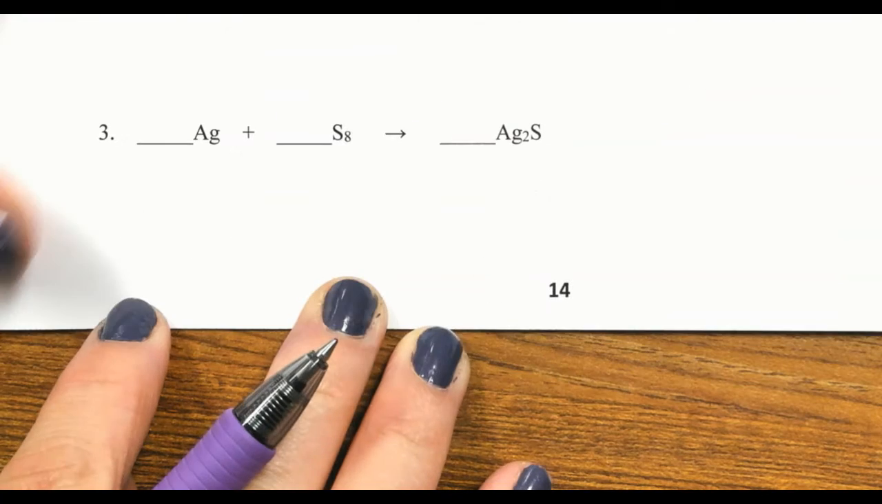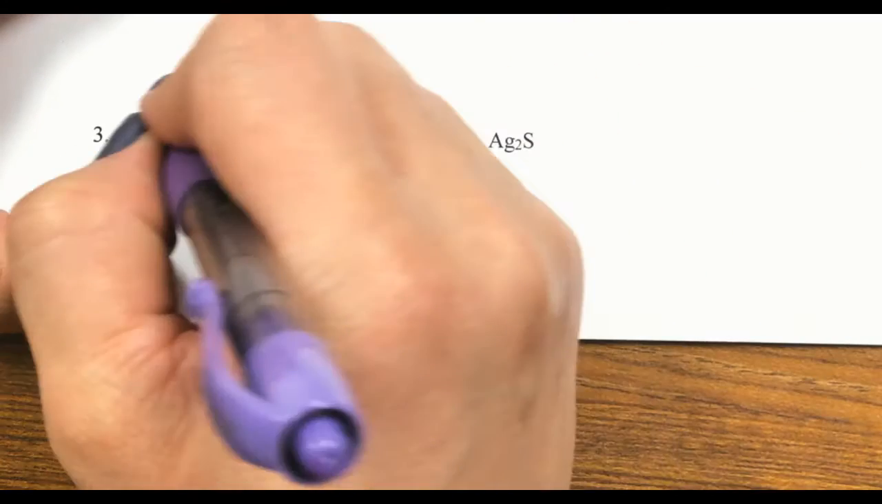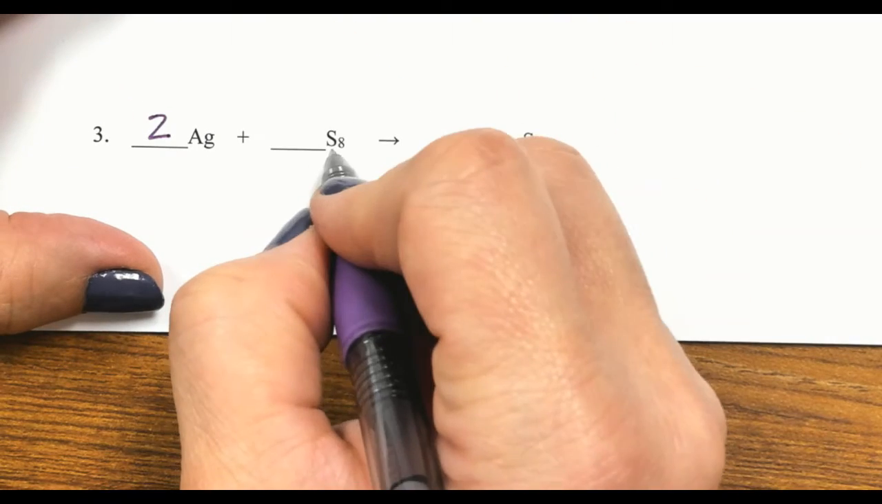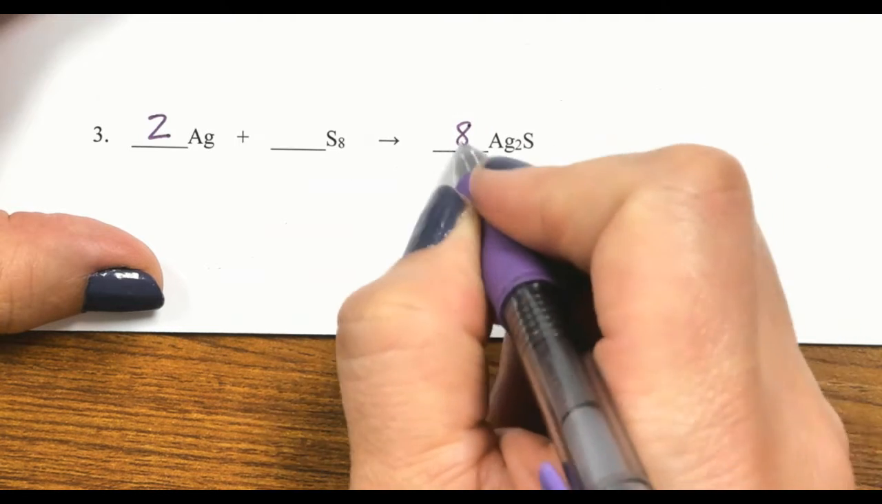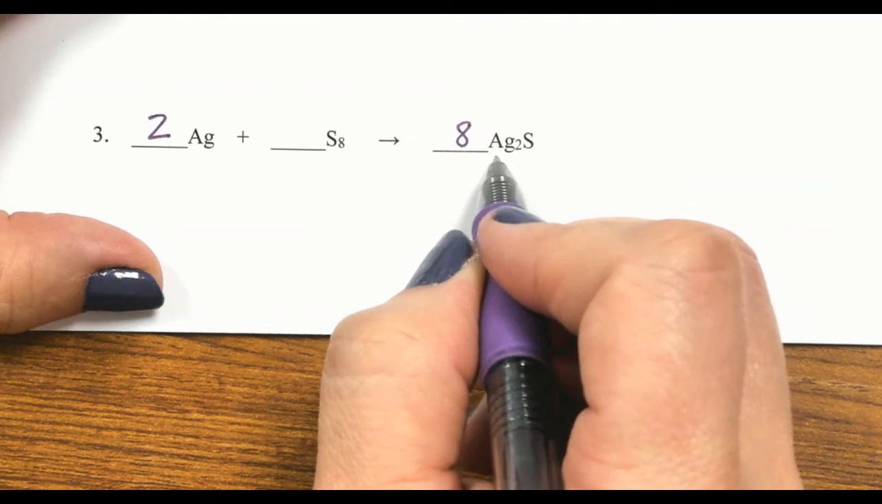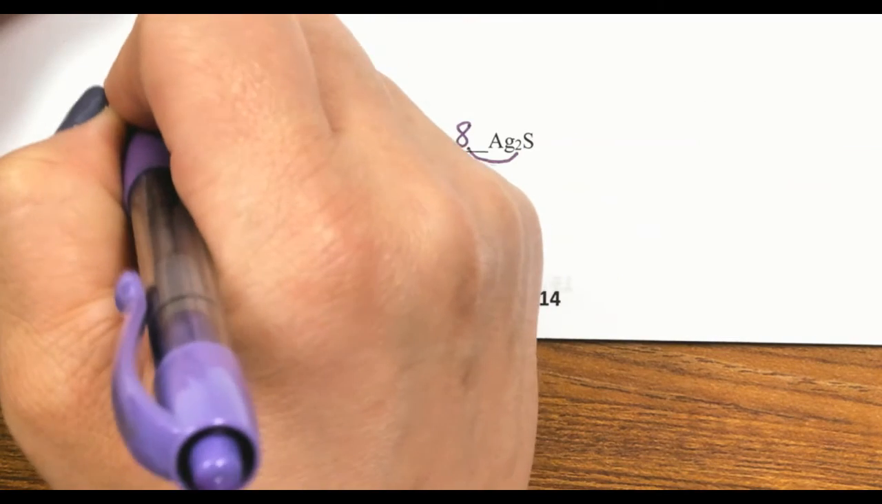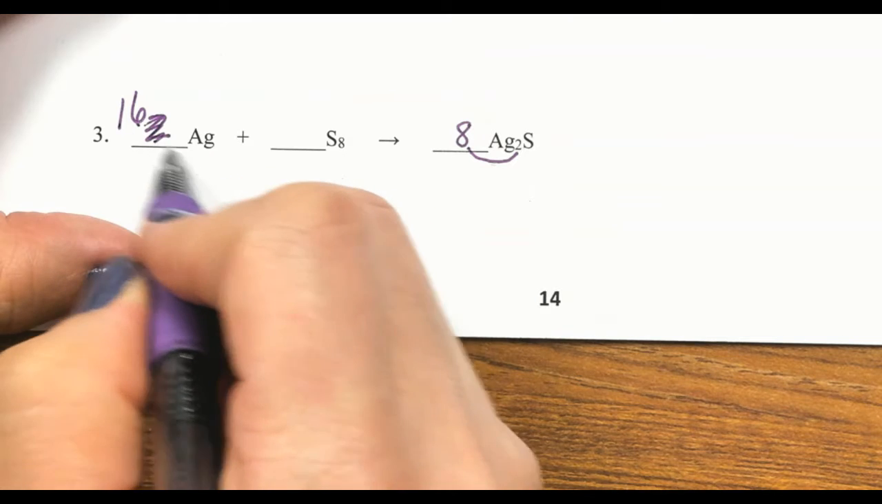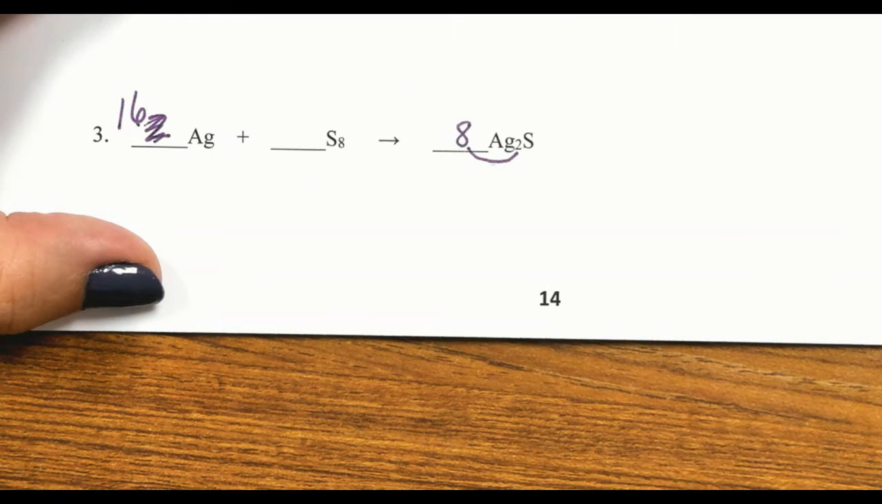Let's look at number 3. We have 1 silver versus 2 of them, so I'll put a 2 there. 8 sulfur, 1 sulfur. So I need an 8 here, and now that gives me 8 sulfurs to match those, but I have modified my silver. Now I have 2 times 8 is 16 silvers. So instead of this being a 2, it needs to be a 16 so that I have 16 silvers to match these 16 silvers on the right-hand side.